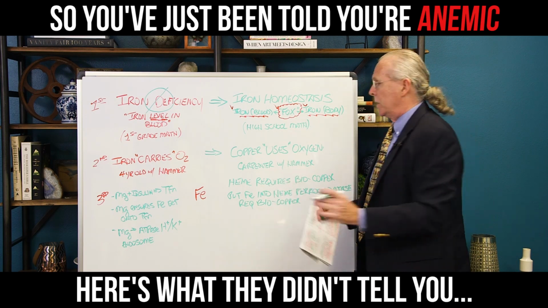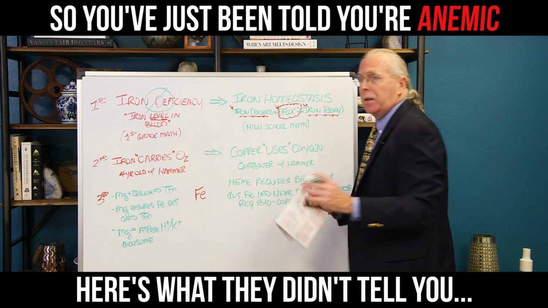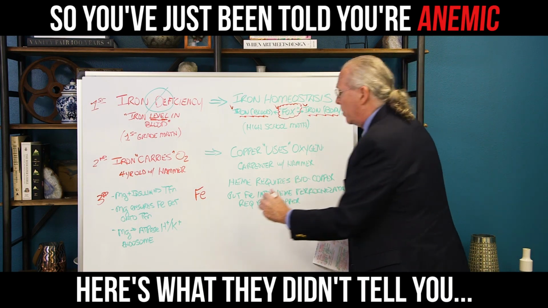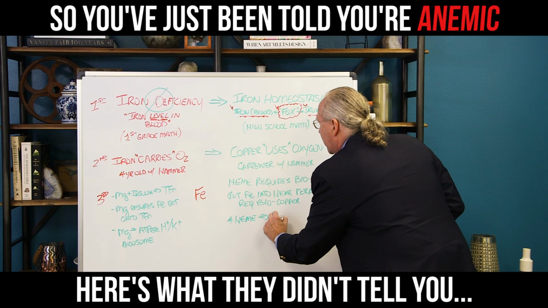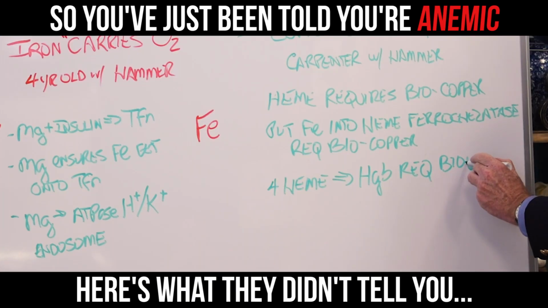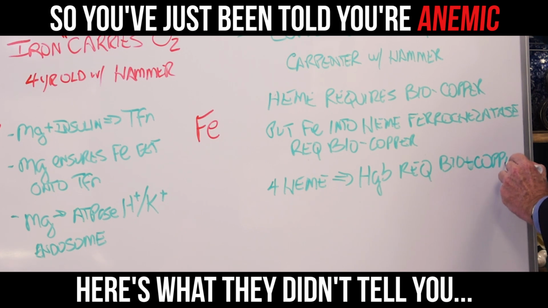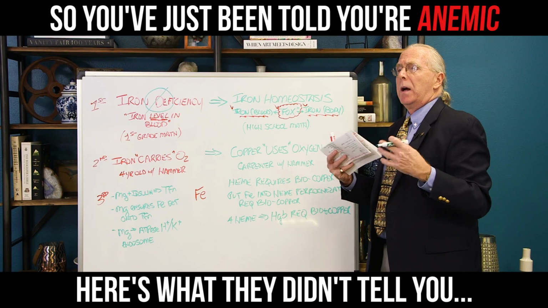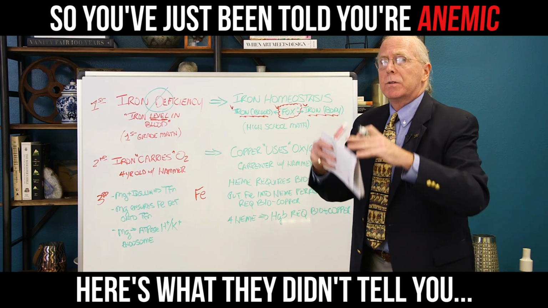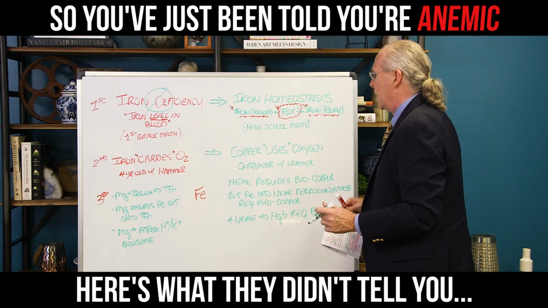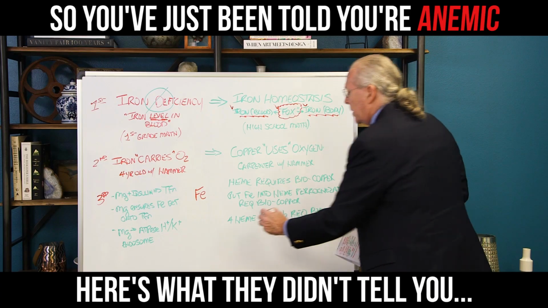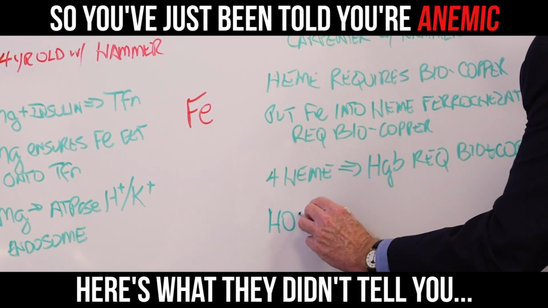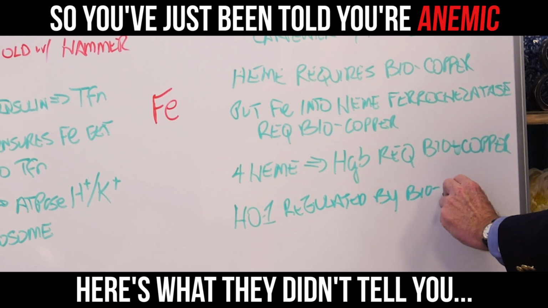Then there's a very important function of knitting four heme together to make hemoglobin, and the four heme to become hemoglobin requires bioavailable copper. And then fourth, there's a very important process of hemolysis, which is the recycling of the red blood cell, and it's ruled by an enzyme called heme oxygenase 1. It's called HO1, and it's regulated by bioavailable copper.